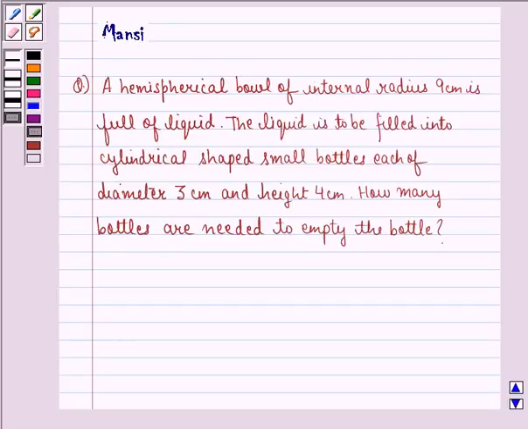Let's work out the following question. The question says a hemispherical bowl of internal radius 9 cm is full of liquid. The liquid is to be filled into cylindrical shaped small bottles each of diameter 3 cm and height 4 cm. How many bottles are needed to empty the bowl?